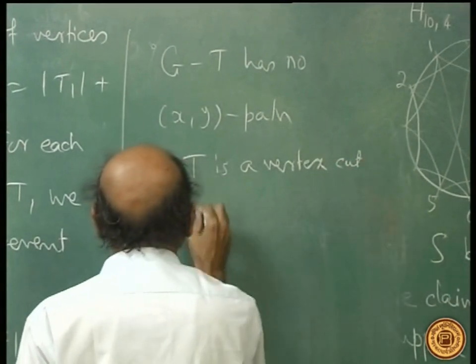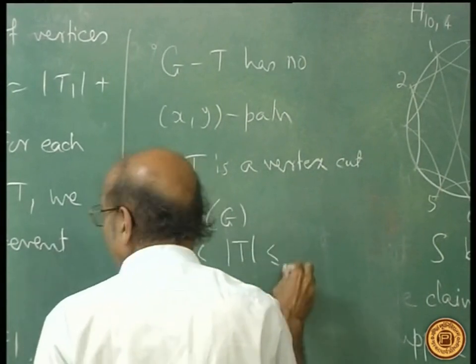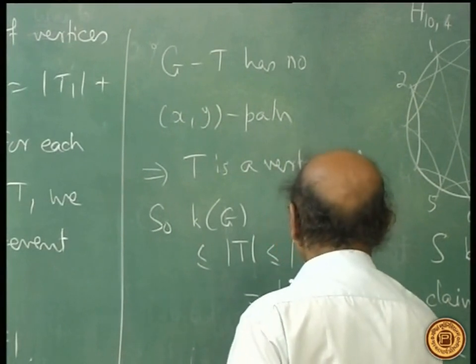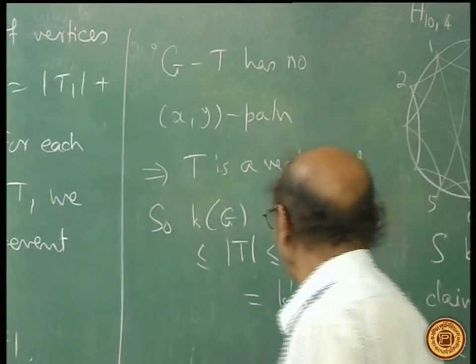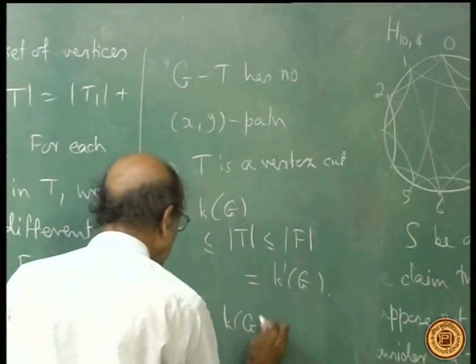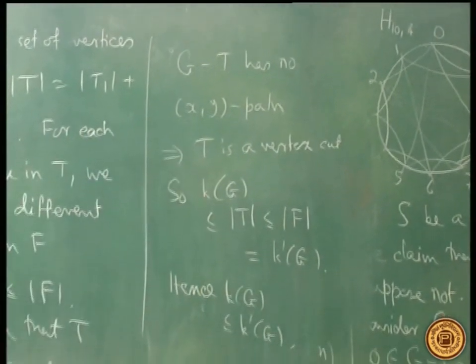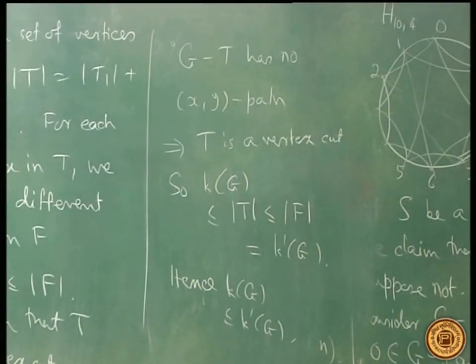So, K of G, which is the minimum over all such T's, and T itself has size less than that of F, and F has size equal to K prime G. Hence, these bounds here they are not sharp.